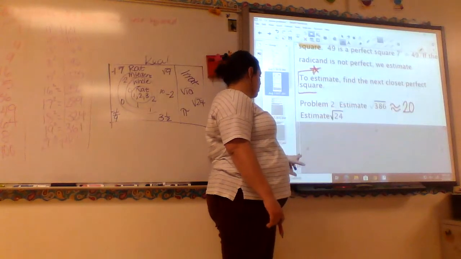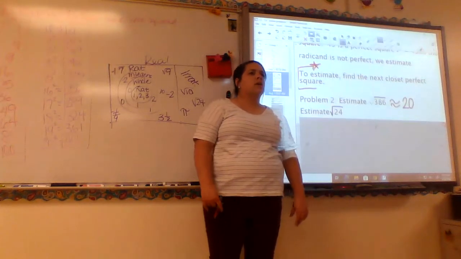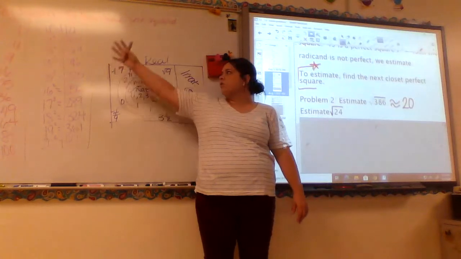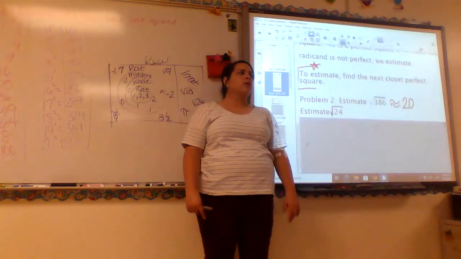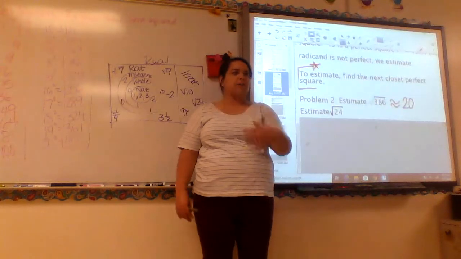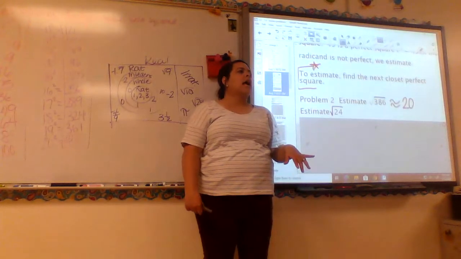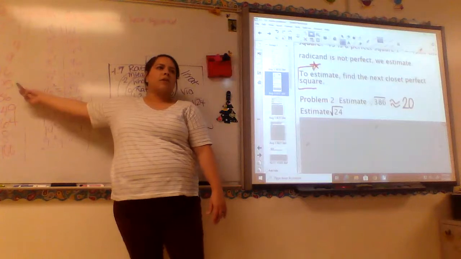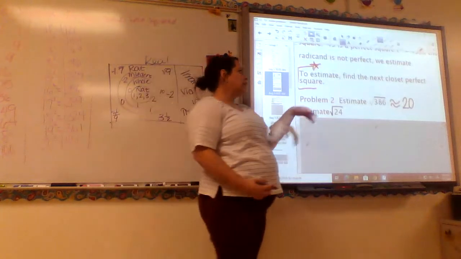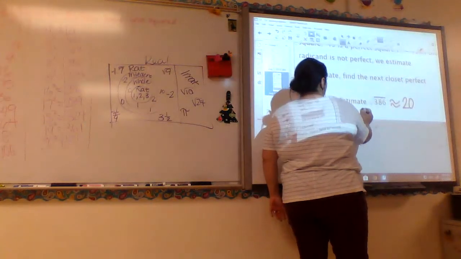All right, the square root of 24. So let's all look at our perfect squares over here. 24 is closest to which perfect square? 5. No, we're going to say 25. It's closest to 25. And what is the square root of 25? 5. So we can say that the square root of 24 is about 5.